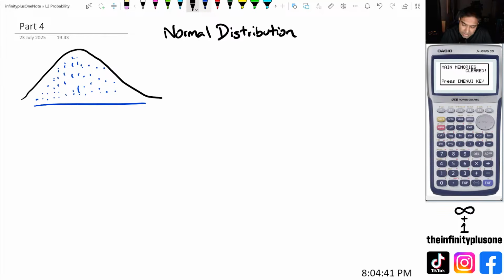Number two is, there is an assumption with the normal distribution that it is symmetrical. The reason I'm saying symmetrical is, imagine you have a line going right through the middle here, and this line is known as the mean. That's literally at the center of your distribution.